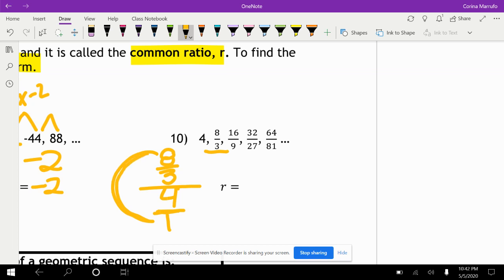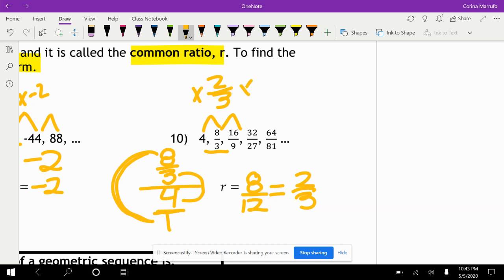8 times 1 gives you 8. And then you multiply the inside ones. 3 times 4 gives you 12. And that's if you don't want to use a calculator, if you don't have a calculator available. And then we can't just leave it as 8/12 because that is not a simplified fraction. So if we simplified this, this would give us 2/3. So that is our common ratio. So that means from 4 to get to 8/3, they multiply times 2/3. And then to get from 8/3 to 16/9, they multiply times 2/3, and so on.